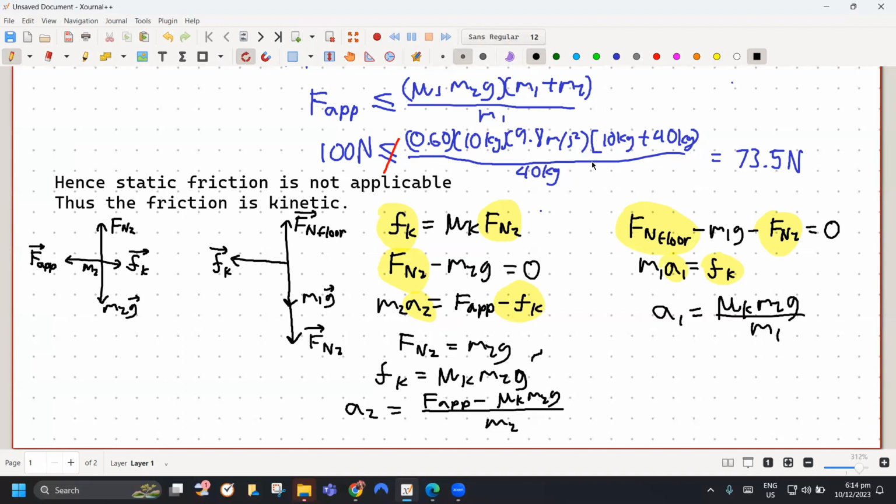So M2A2 is negative F applied plus Fk. M1A1 is negative Fk. Okay. So in the end, it's still correct, yung magnitudes. And then, wag mong i-parenthesis yung negative F applied minus Fk. Gawin mo na negative F applied plus Fk.